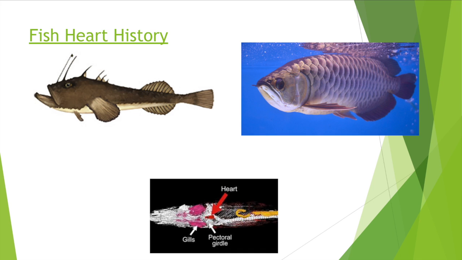Fish heart history. The first fish appeared in the Cambrian explosion nearly 530 million years ago from now, and were jawless, so they could only predate on small prey, implying that the size of the fish was quite small. So the heart of the fish is comparably small in size and less efficient in blood pumping.